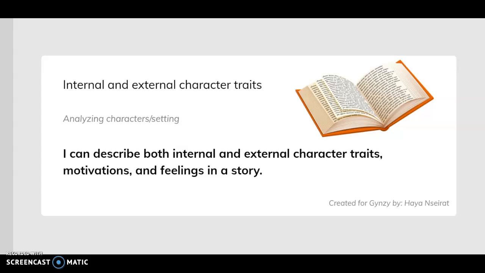Hello and welcome. Today we'll be discussing internal and external character traits, analyzing character settings. I can describe both internal and external character traits, motivations, and feelings in a story.